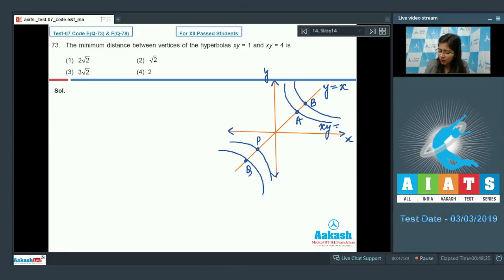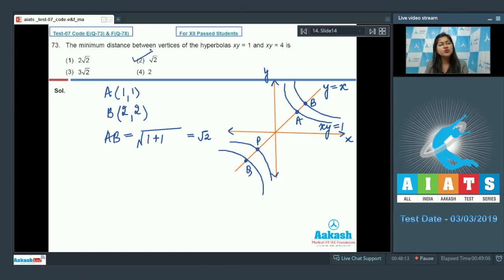So for the hyperbola xy equal to 1, putting y equal to x, we will get x square equal to 1. That is, the coordinate A will be (1, 1). Similarly, finding the coordinate B, x square equal to 4 will give me (2, 2). Now, the minimum distance between vertices will be AB, right? So, AB will be equal to, by distance formula, under root of (2 minus 1) whole square, that is 1, plus (2 minus 1) whole square, that is again 1. So, this is equal to under root 2 units. That is, the correct answer is option number 2.